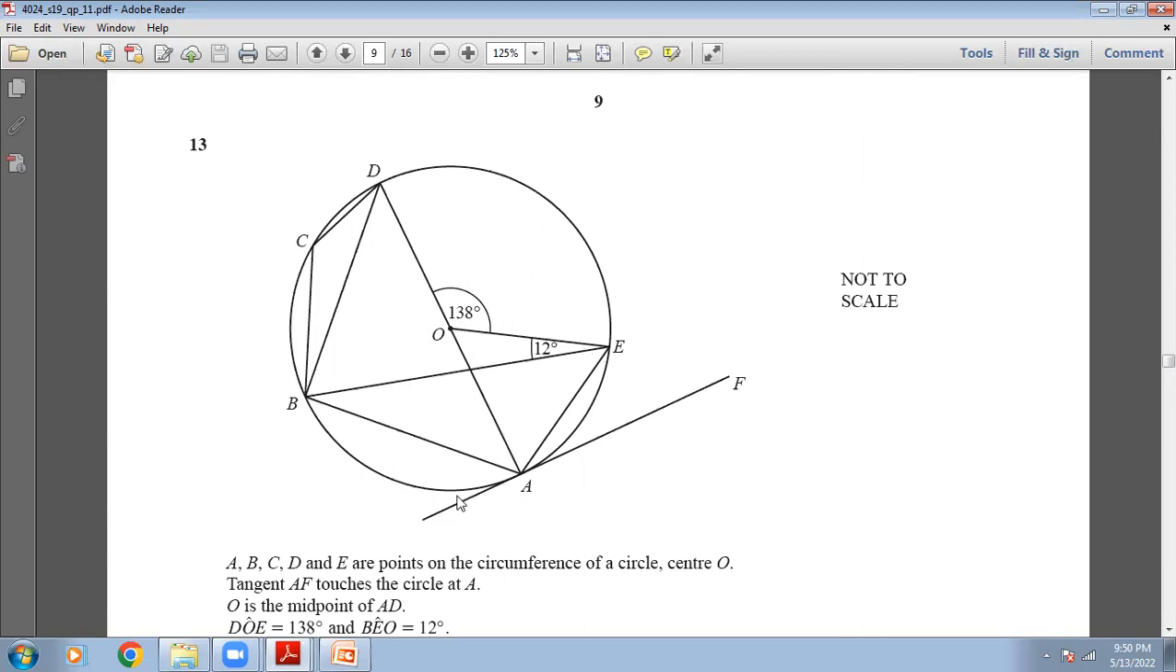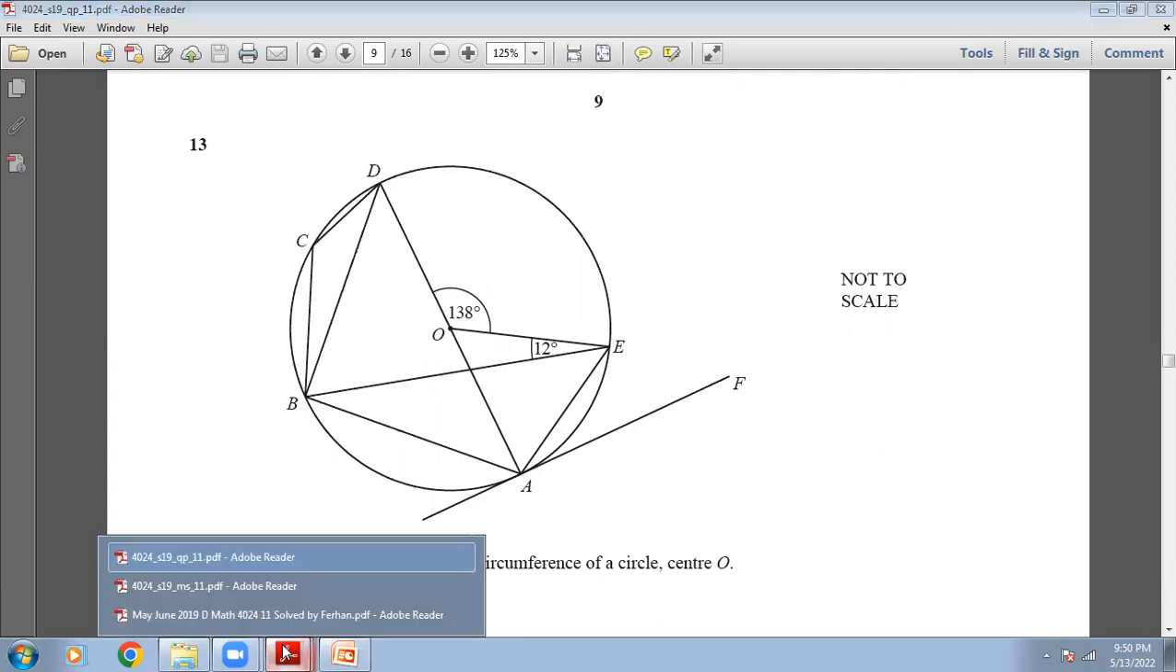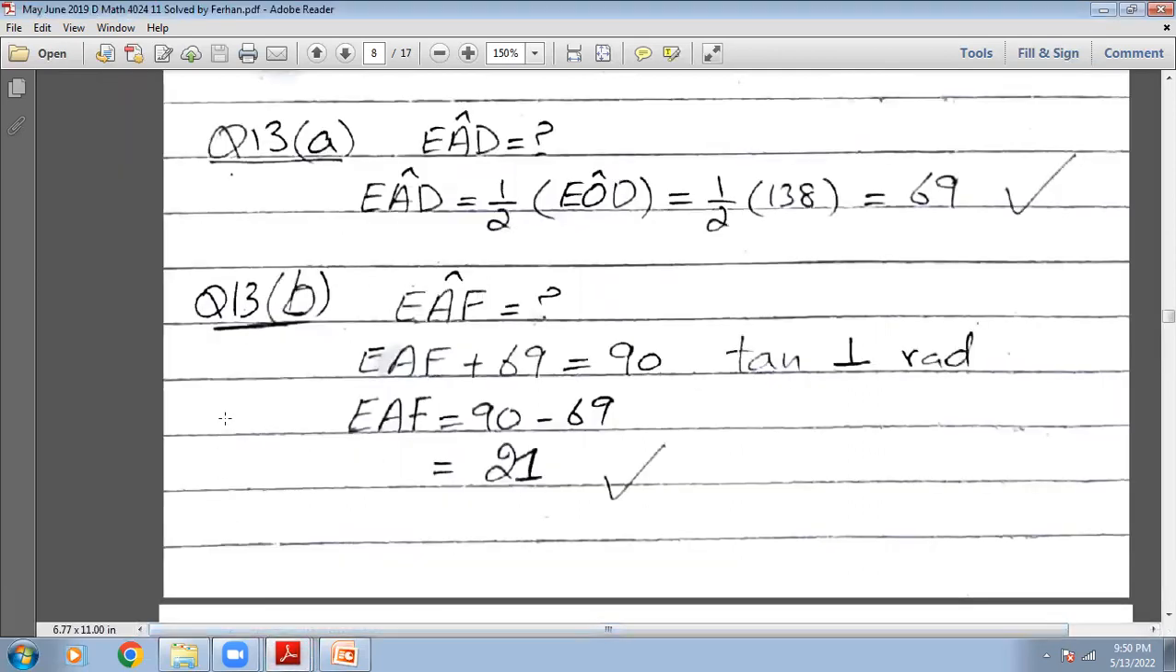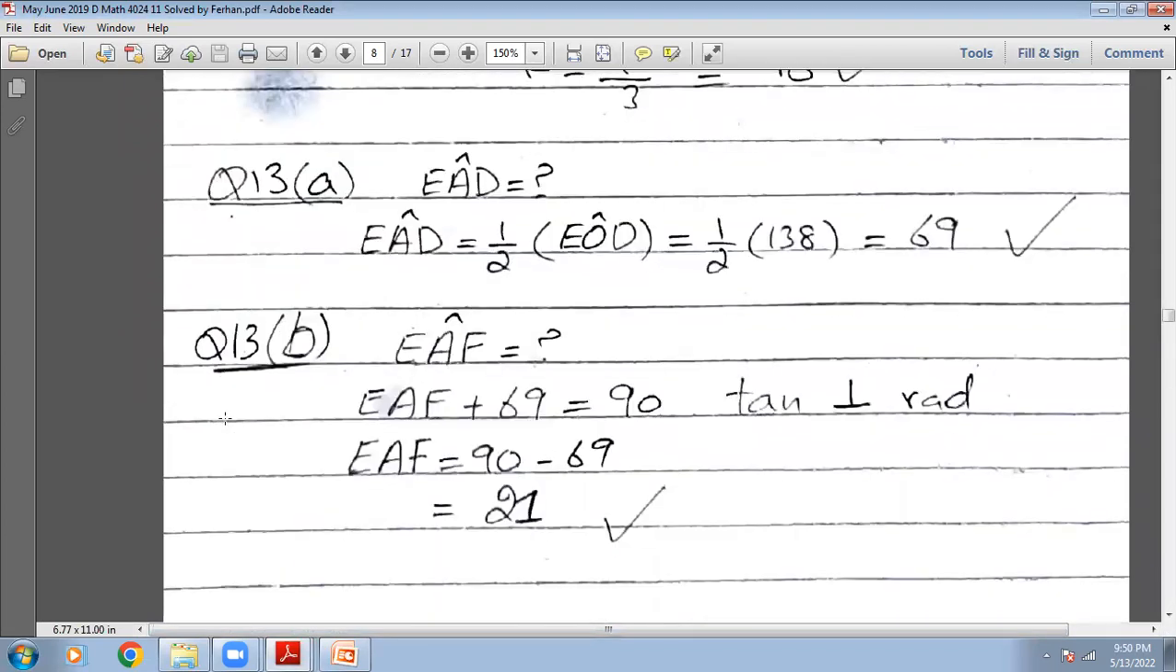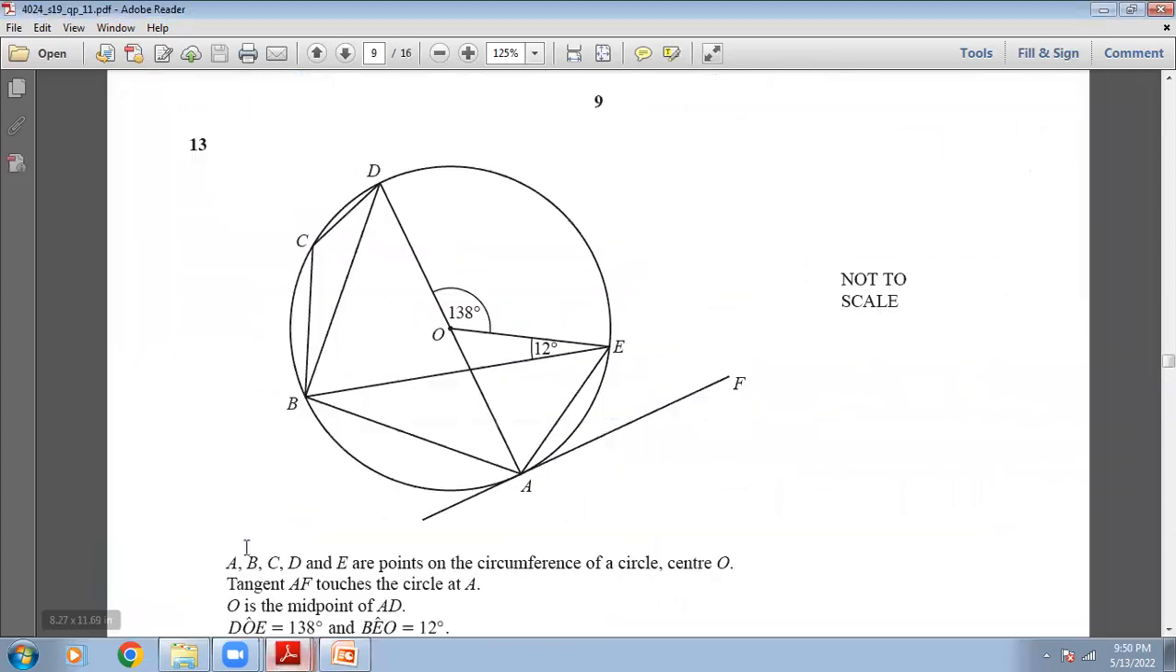Can you see this triangle AOE? AO is radius, OE is radius. So this is an isosceles triangle. And this is 138. So I can find this angle. It's a straight line, so 180 minus 138, I will get this angle. And these two angles will be the same, alpha, alpha. So let me show you my solution for this part.